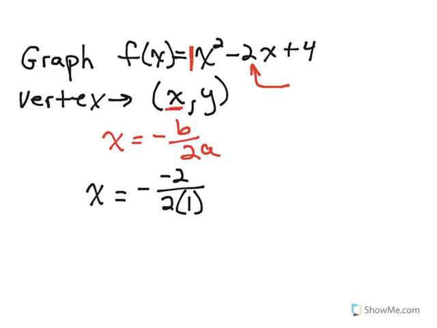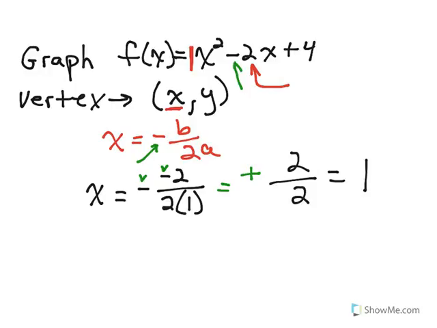Now be careful here, because the formula has a negative and b is negative. A negative and a negative give us a positive 2 over 2, which equals 1.